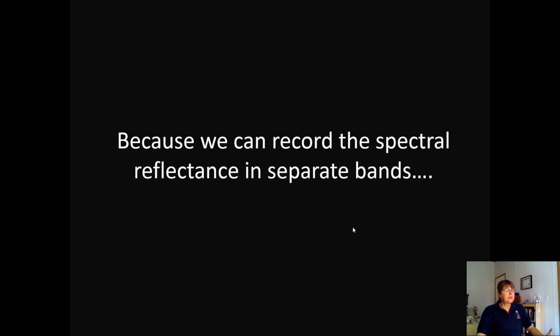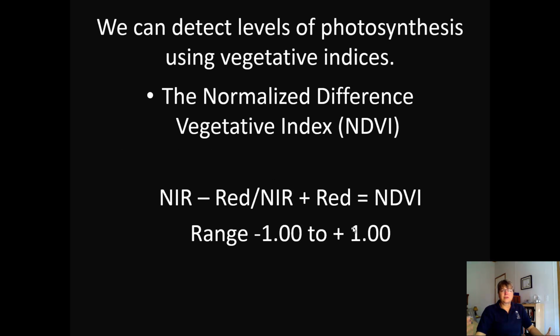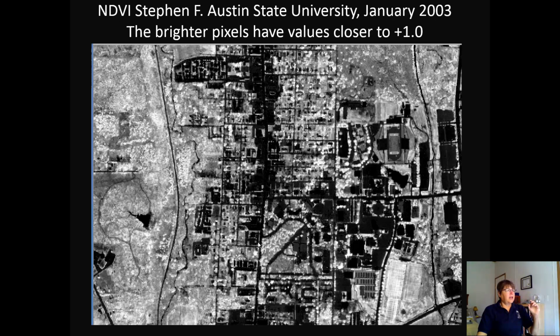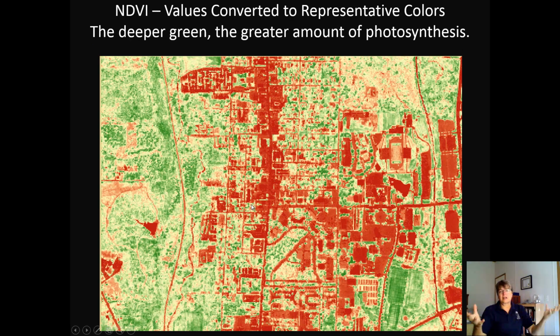So because we can record these levels, we can do something called an NDVI, where we compare the near infrared to the red values of what's being reflected, and we put it into this index. You don't have to worry about the formula for that. Just know that by comparing how much infrared is being reflected to how much red is being reflected, we can convert it to values between -1 and +1. And we get a map that looks like this.